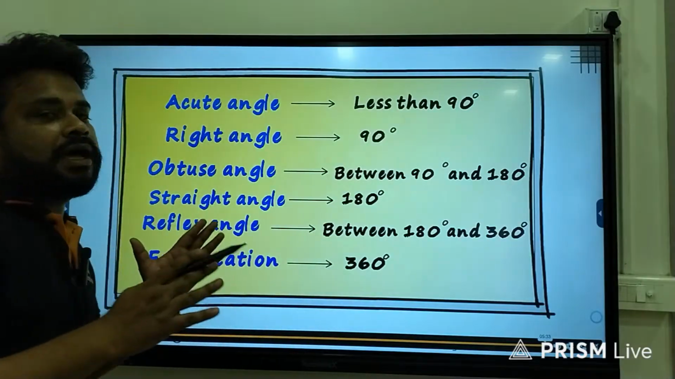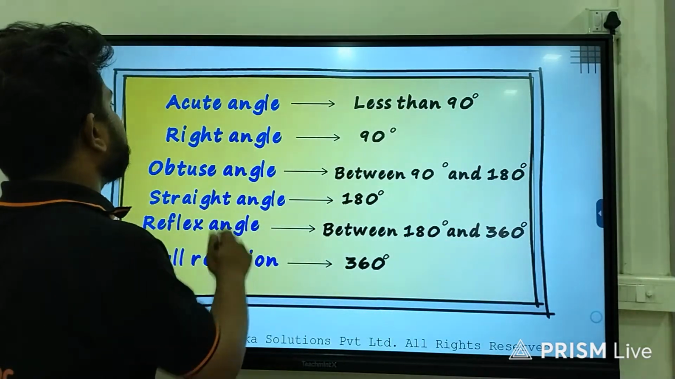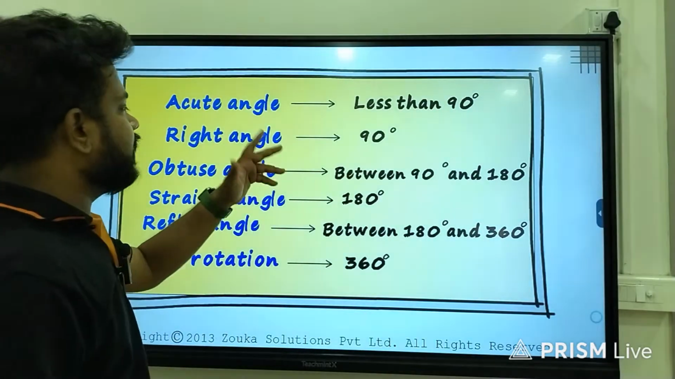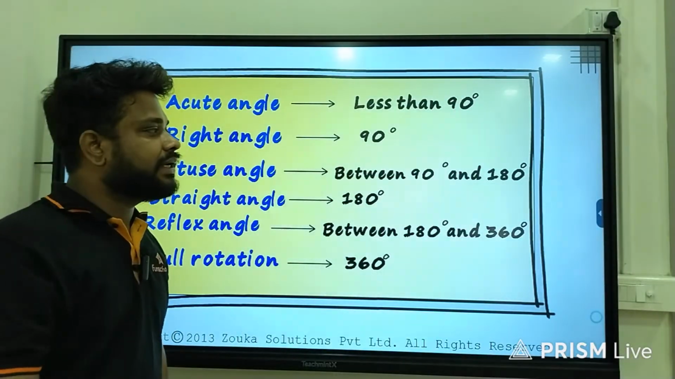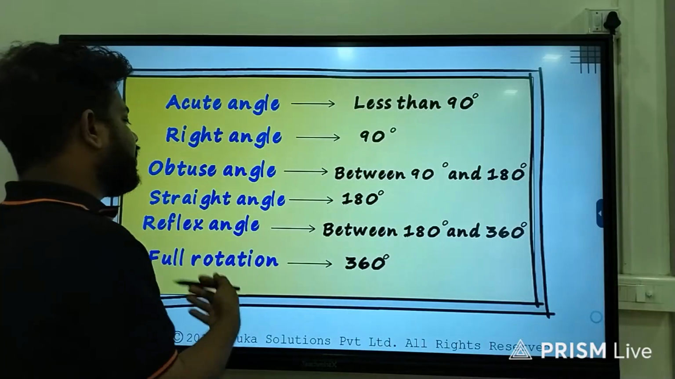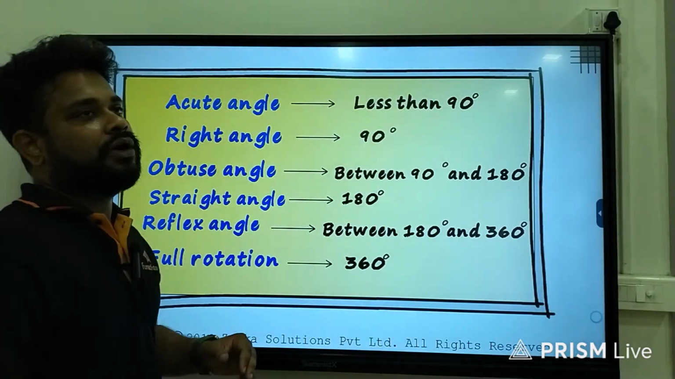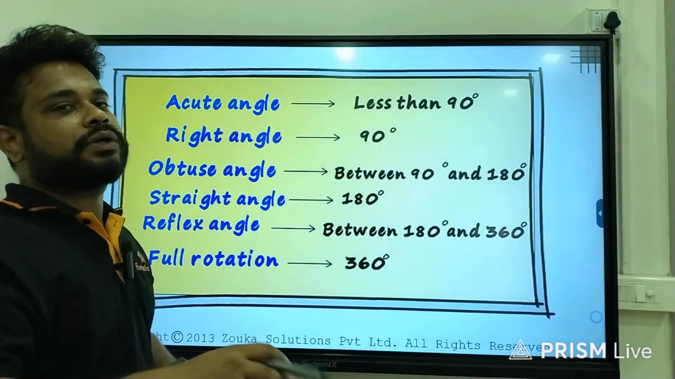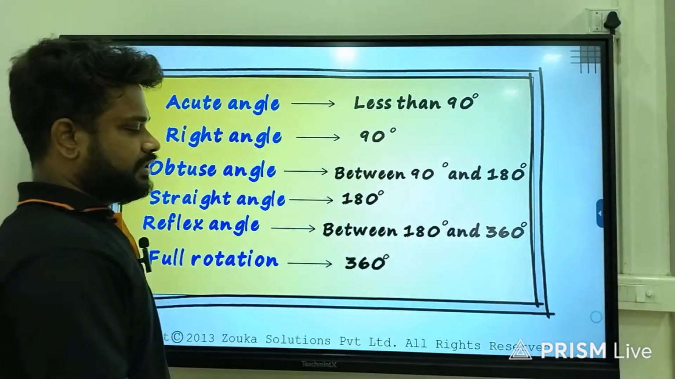So this is a summary which you can take a screenshot of. Acute angles will be less than 90 degrees, a right angle is 90 degrees, an obtuse angle is between 90 degrees and 180 degrees, a straight angle is 180 degrees, and reflex angles are between 180 degrees and 360 degrees. A full rotation, or complete angle, or circular angle, there are so many names for it, is 360 degrees.